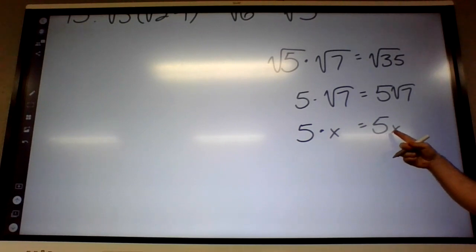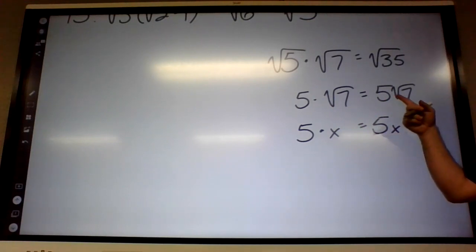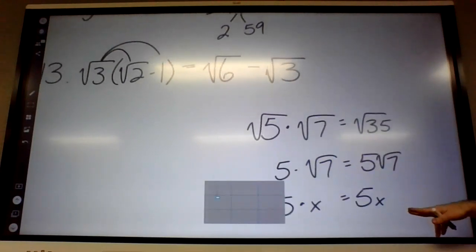5x. What does 5x mean? It means 5 times x. We're not really doing anything because there is no simpler way to write it. There is a weird decimal thing, but we're not going to put that. We're just going to put 5 times square root of 7, 5 square root of 7.